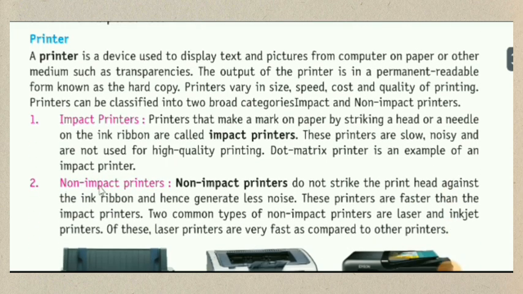Point number two, non-impact printers. Non-impact printers do not strike the print head against the ink ribbon and hence generate less noise. These printers are faster than the impact printers. Two common types of non-impact printers are laser and inkjet printers. Of these, laser printers are very fast as compared to other printers.